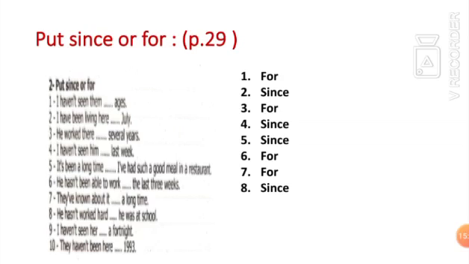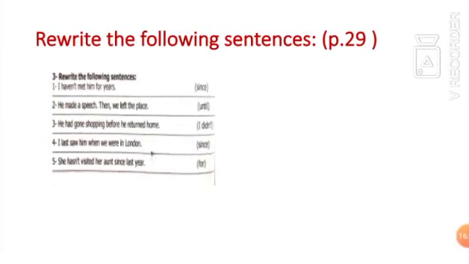Number 9: I haven't seen her for a fortnight. Fortnight means 2 weeks. Number 10: They haven't been here since 1993. The next question: rewrite the following sentences.